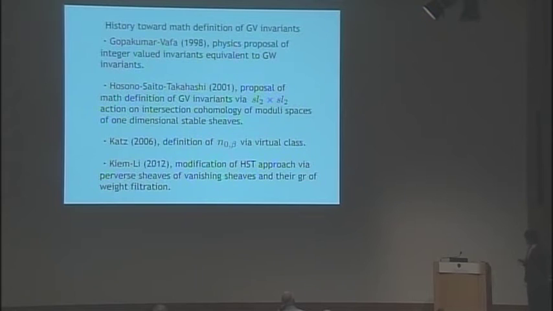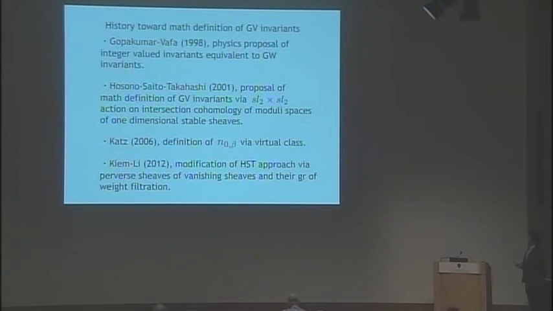One candidate for such a cohomology theory for a singular variety is the intersection cohomology of moduli spaces of one-dimensional sheaves. That approach was taken by Hosono, Saito, Takahashi in 2001, and they defined the Gopakumar-Vafa invariant using the intersection cohomology of the moduli space of one-dimensional sheaves. However, it's still not satisfactory, because the intersection cohomology only captures the topology of the moduli space, and it does not capture the scheme structure or virtual structure on it. So even in genus 0, the Hosono-Saito-Takahashi definition does not fit into Donaldson-Thomas or PT invariants.